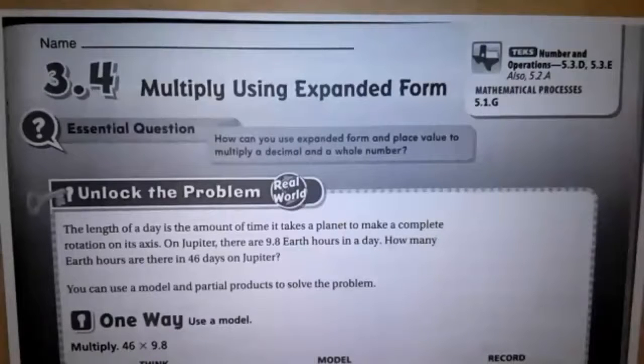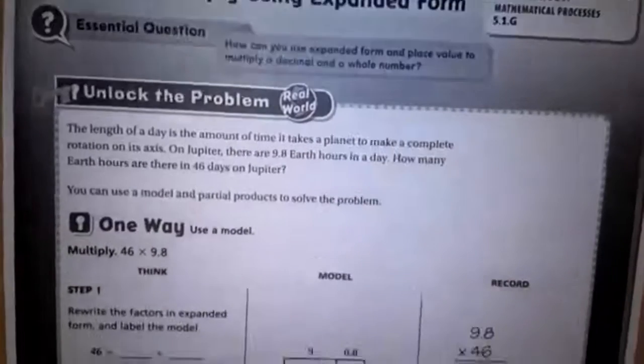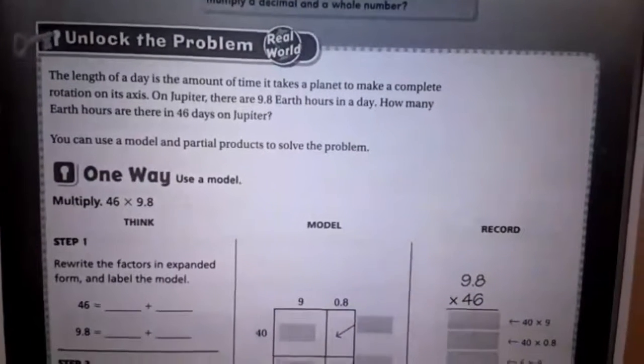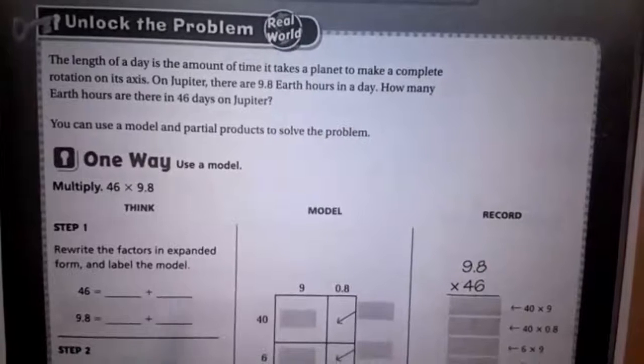This is lesson 3.4 on multiply using expanded form. When they say expanded form, this is more like the box form, multiplying by using the box method, like I think you've used in the past some. So let's go straight into an example here on doing that.